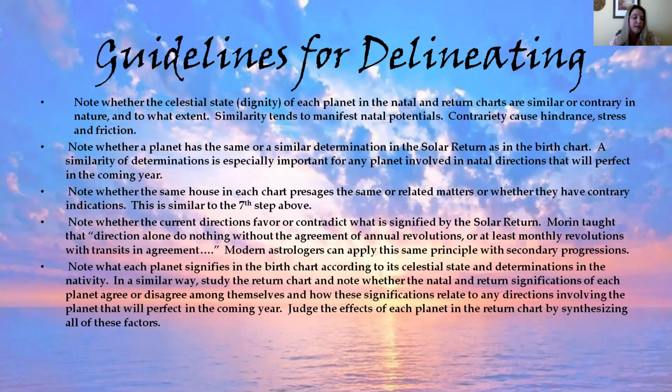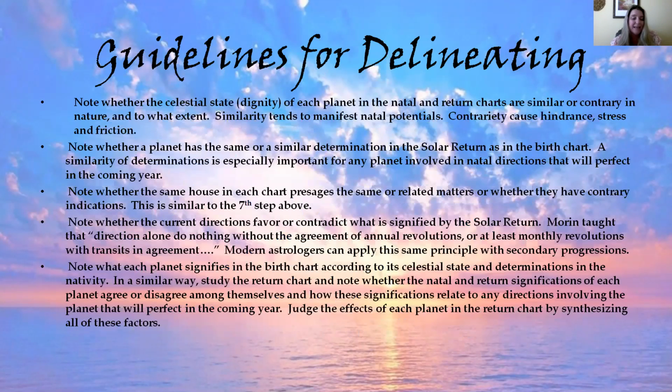Note whether the celestial state or the dignity of each planet in the natal and return charts are similar or contrary in nature, and to what extent. Similarity tends to manifest natal potentials. I think this is a really key sentence here, and we'll come back to that. Contrariety causes hindrance, stress, and friction. I would say a good word is tension. So, when they're contrary to each other.